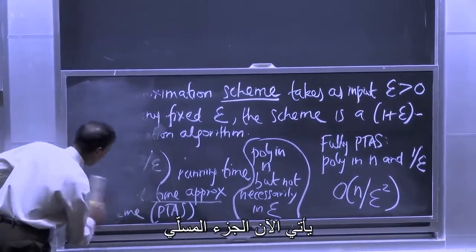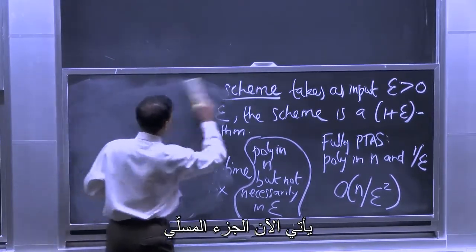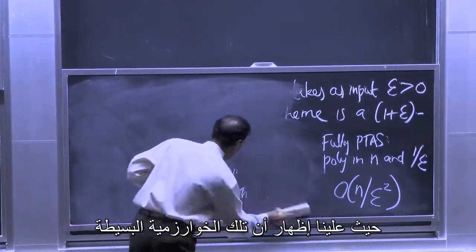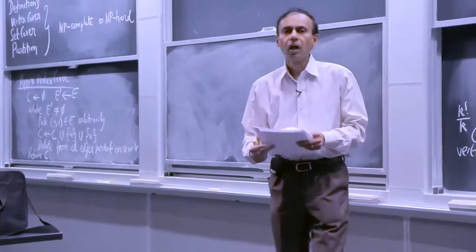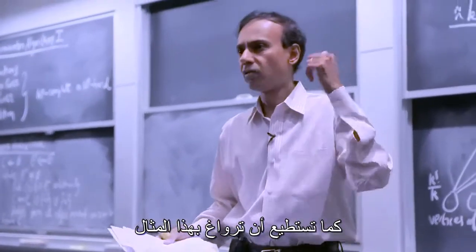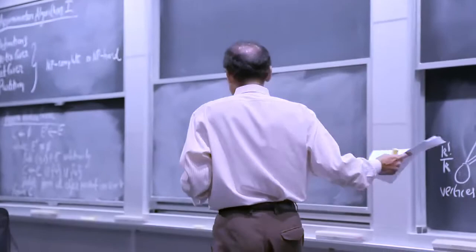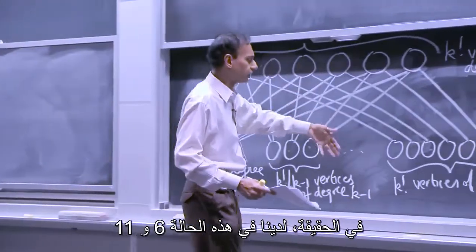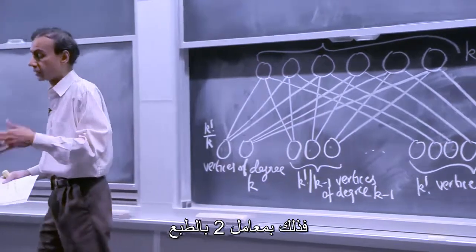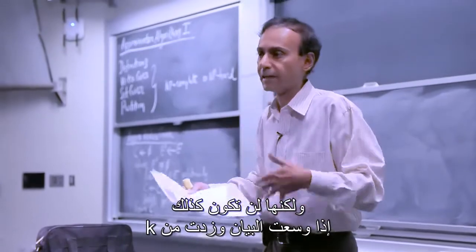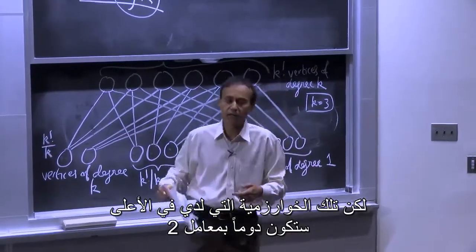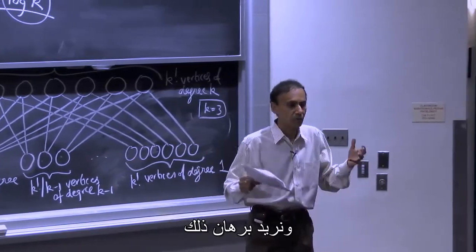Okay? So now comes the fun part, which is we need to show that that little algorithm is always going to be within a factor of 2 of optimal. And you can play around with this example. In fact, in this case, you have 6 and 11, so that's a factor of 2, of course. So even this algorithm is within a factor of 2, but it won't be if I expanded the graph and increased k. But that algorithm that I have up there is always going to be within a factor of 2. And we want to prove that. All right?